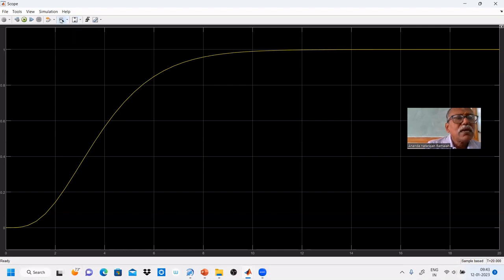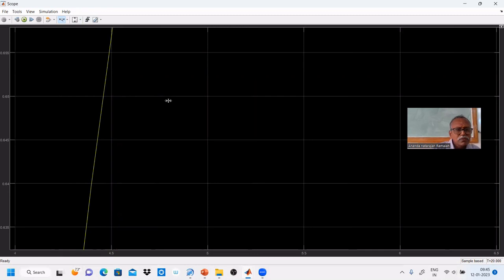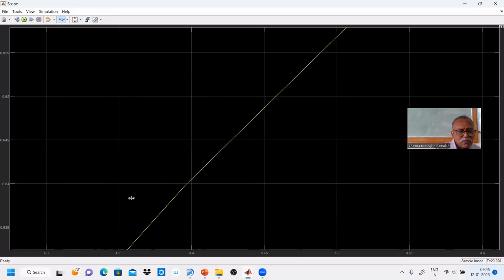To see that, we can amplify this around 6. So you can find the value. You can amplify and see the value. The exact value can be seen here. About what is that? 6.3, 6.4, 6.35 here. So here about 4.36. Total time is 4.36.